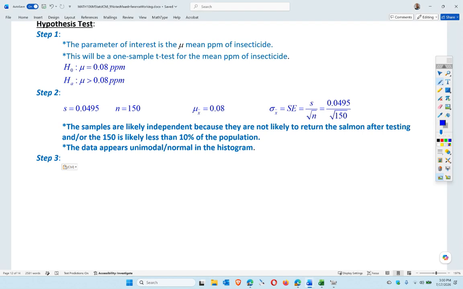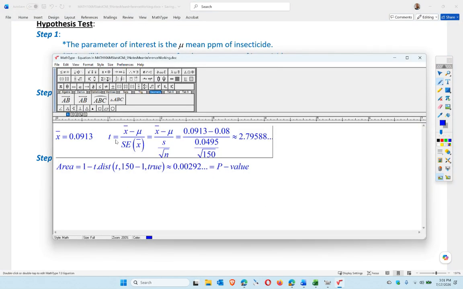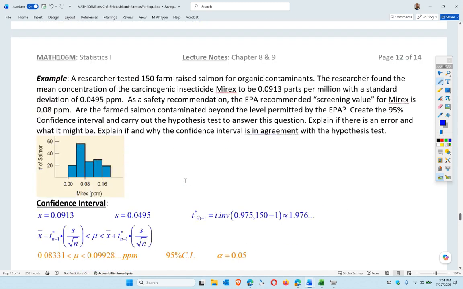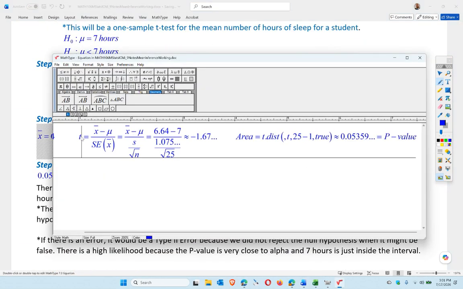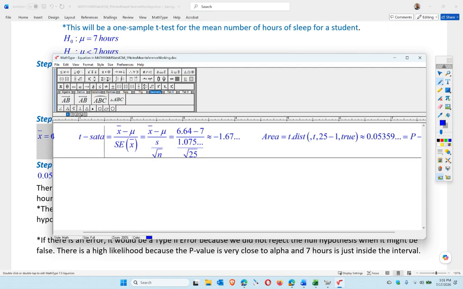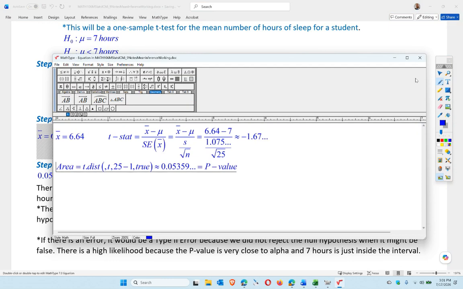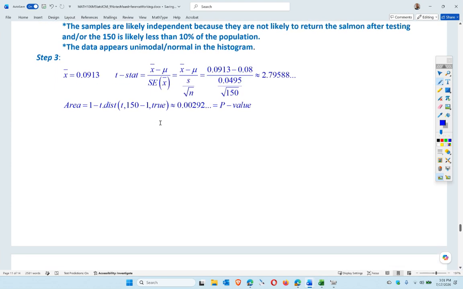Okay, so what did we do? We got our t-value, which we'll call t-stat. Did I call it t-stat in the previous one? I don't know. I probably should. Yeah, it's t-stat. T-statistic. Okay. All right. So we got this here.